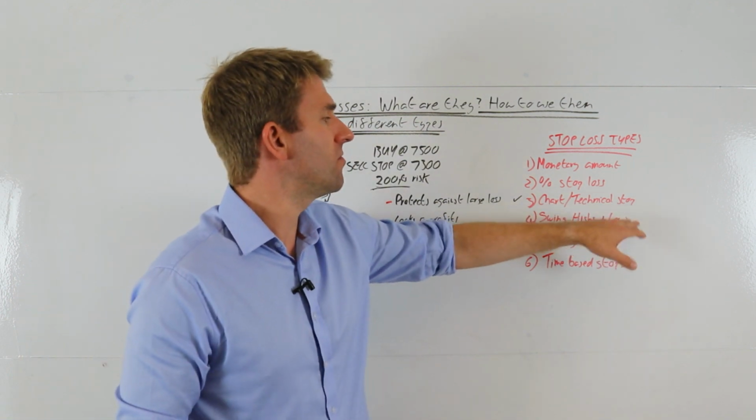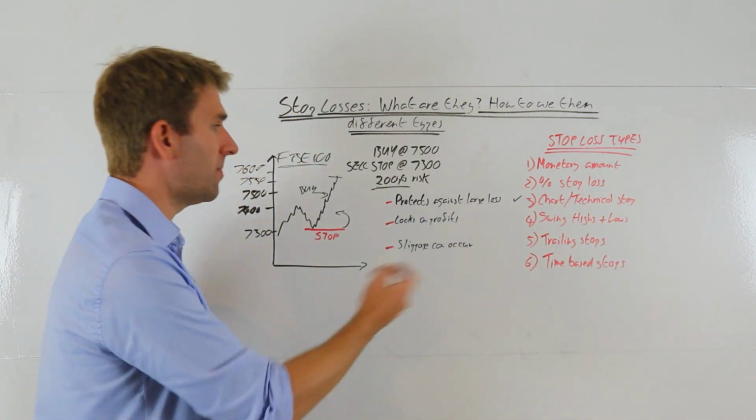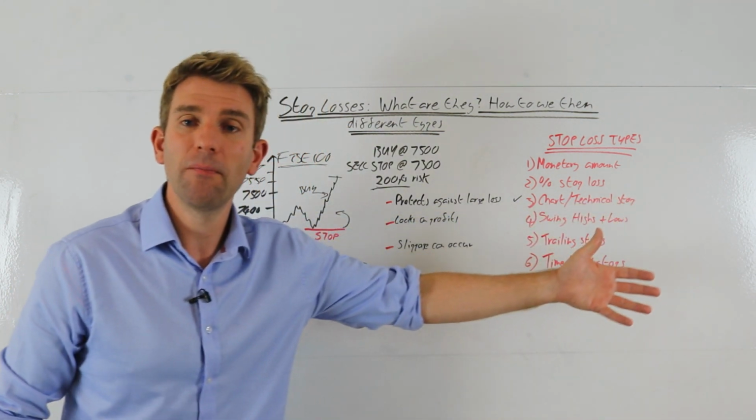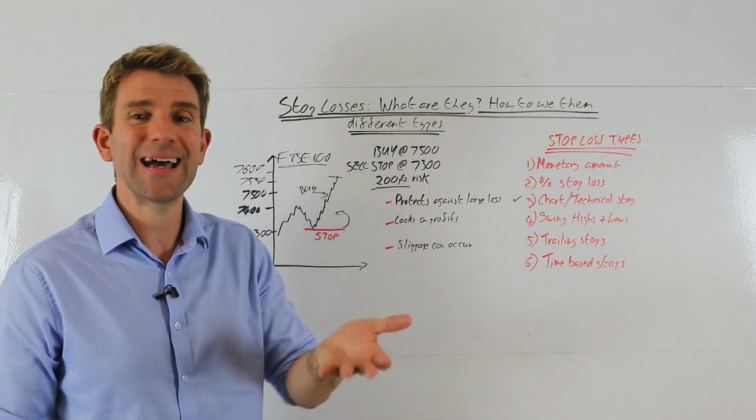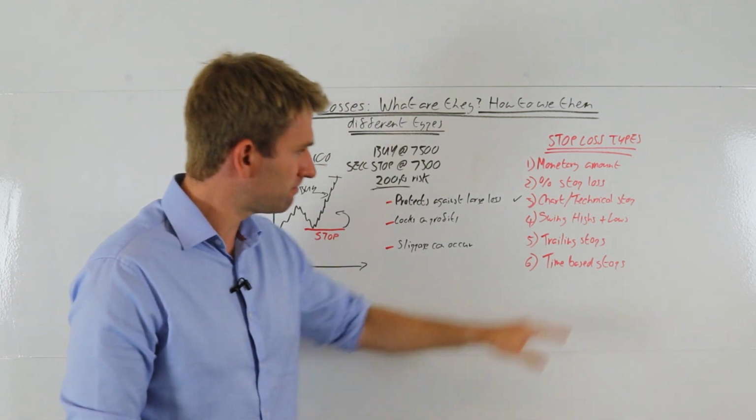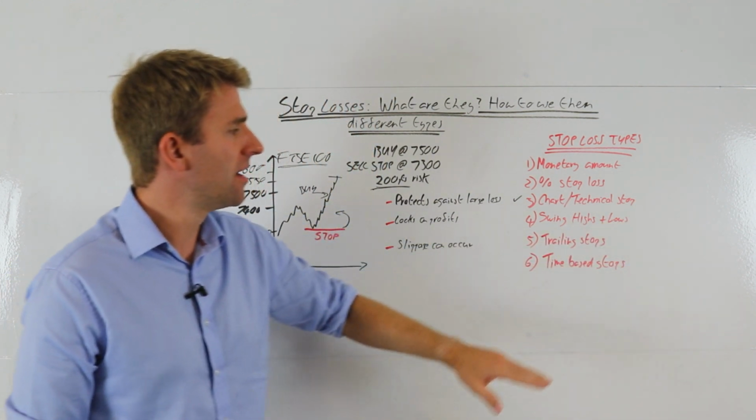Swing highs and lows, similar to that one, but that could be the low of the week, the low of the month, the low of the year, the high of the year, etc. So you can just put your stop loss under that key level, use that as a benchmark. Simple yet effective way of placing a stop loss.